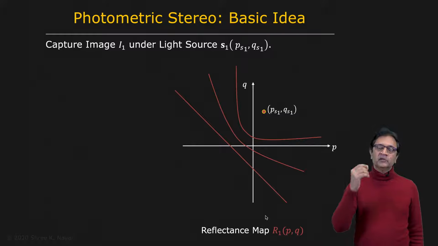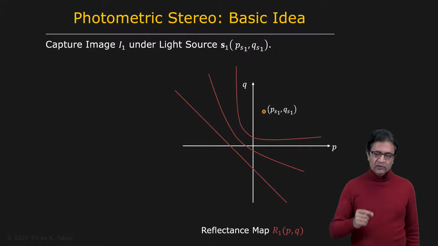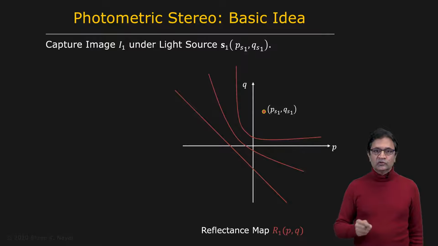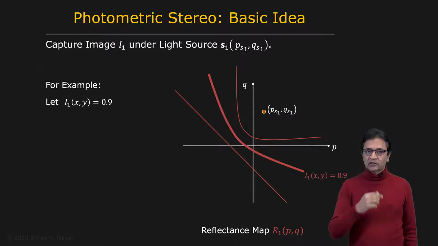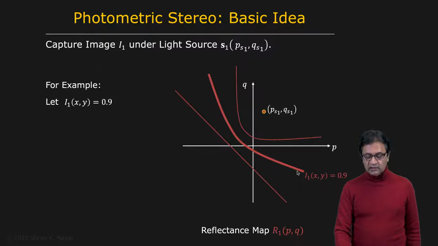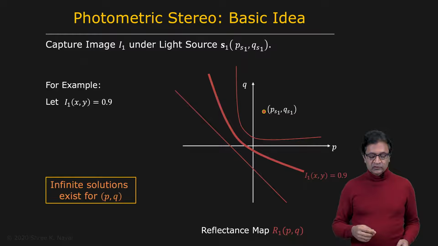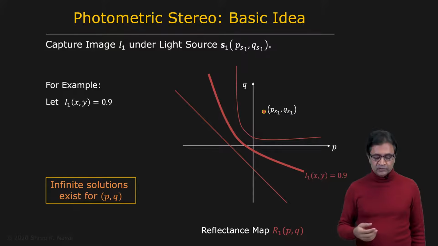And let's say that at a particular point, we're going to fixate on 1 point, the brightness that you measure due to the source S1 happens to be 0.9. All the brightness values have been normalized to lie between 0 and 1. Well, 0.9 happens to correspond to this isobrightness contour. It has the brightness value 0.9, and it's telling you that all the PQ values, all the surface orientations that lie on this contour would have produced the same brightness value for that particular light source. So we have an infinite number of solutions.